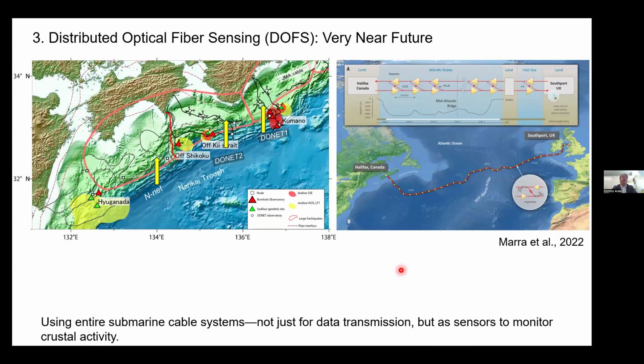As a next step in fiber optic sensing technology, we are now looking at using entire submarine cable systems, not just for data transmission, but as sensors to monitor seismic activity. For example, cables like DoNet and NNet shown on this map could be used to measure strain distribution along their full length. We are also exploring the idea of using commercial submarine telecommunications cables, both domestic and international, for this kind of observation. This approach could allow us to monitor how tectonic plates are coupled together across a wide seismic zone in real time.